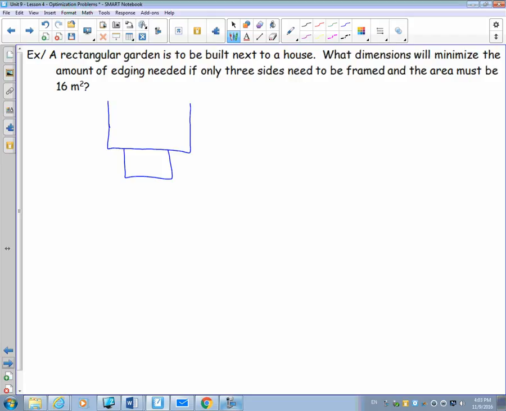But it does say that the amount of edging needed is if only 3 sides need to be framed. So in other words, I've got a side here, a side here, and a side there. The wall acts as my 3rd side. The area must be 60 meters squared. Well, this looks suspiciously like the last one.